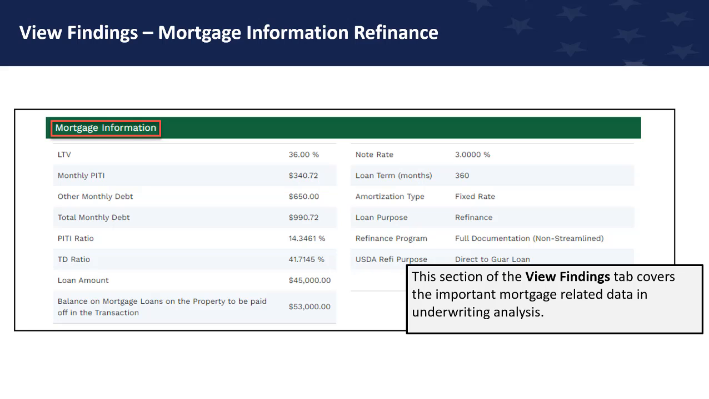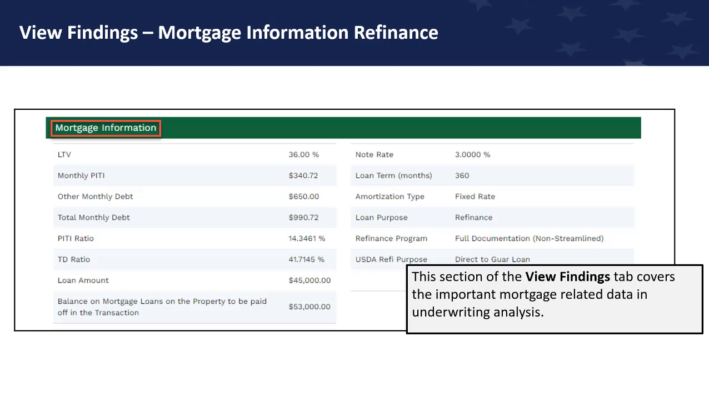PITI ratio is calculated based on loan request. The calculated PITI appears under monthly PITI. TD, or total debt ratio, is calculated based upon the loan amount and liabilities to be included in the underwriting recommendation.